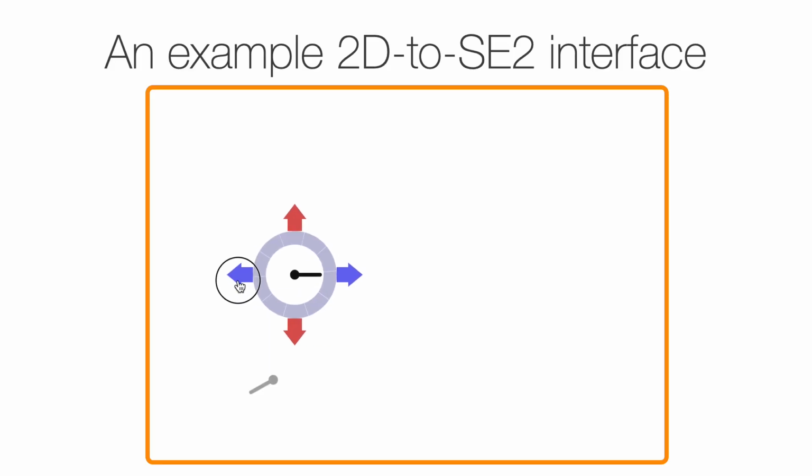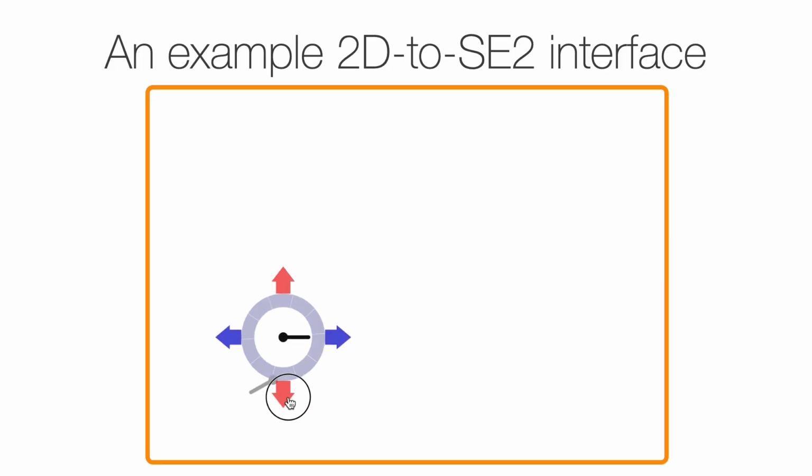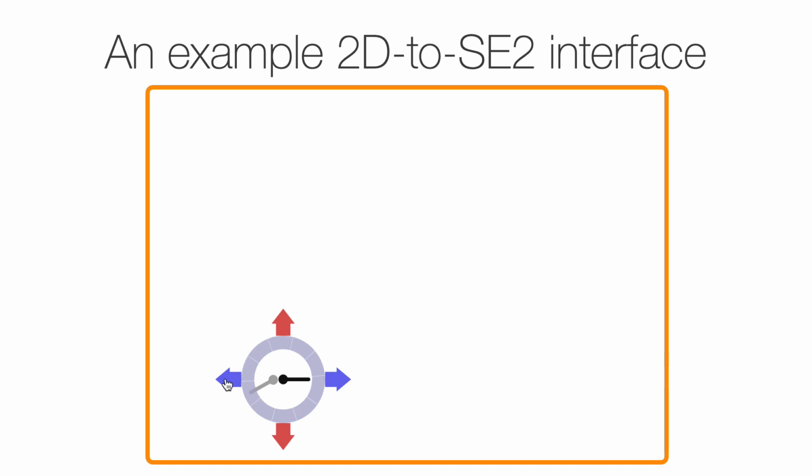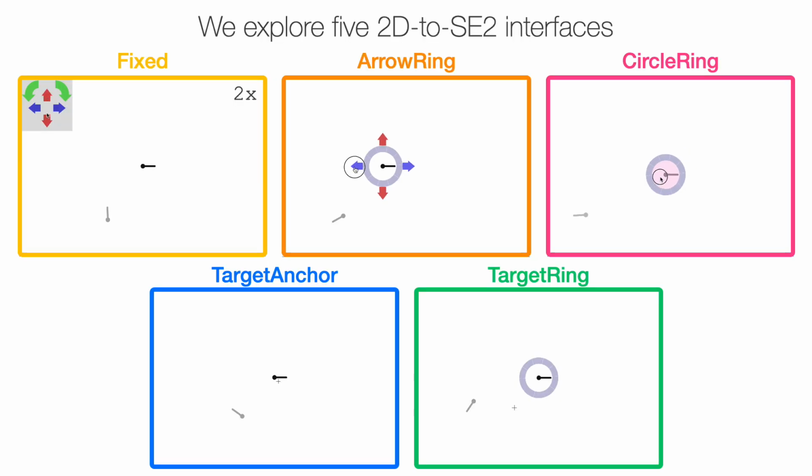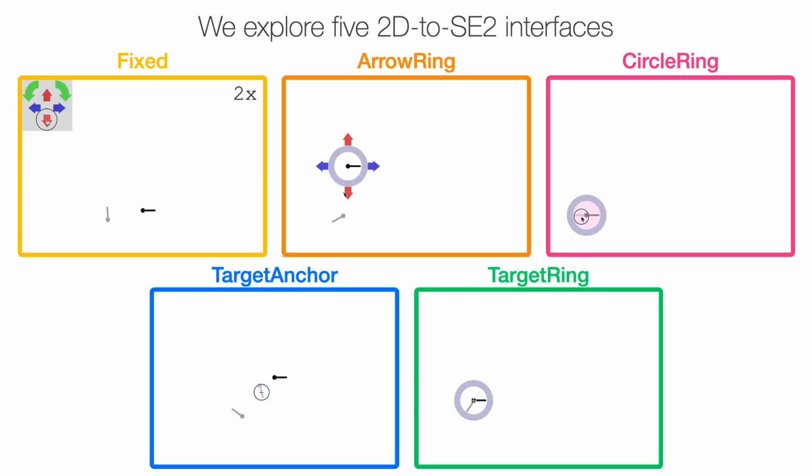Here is an example of such an interface where the 3 dimensions in SE2 are manipulated one at a time, and different regions around the object, which are visually indicated with arrows in a ring, act like buttons that activate movements in one of the dimensions. When the button is pressed, the cursor position is then applied as a change in the corresponding dimension. So, that's one example of a 2D to SE2 interface.